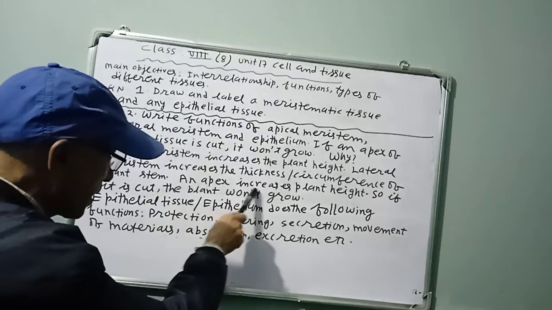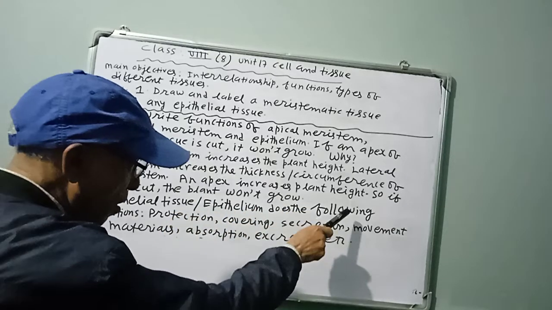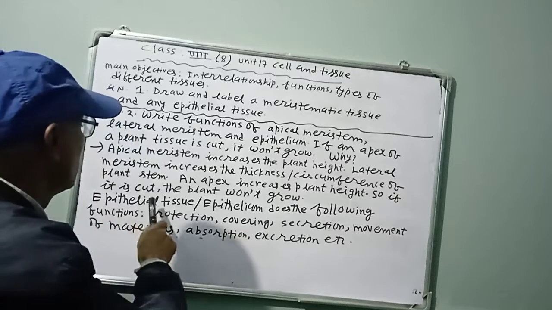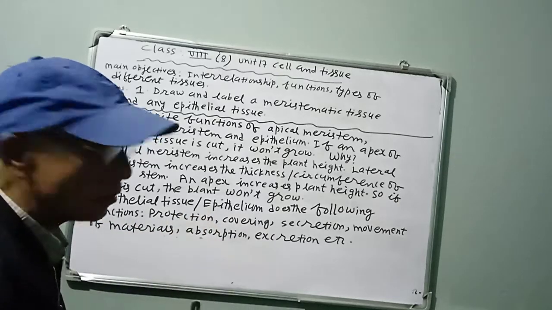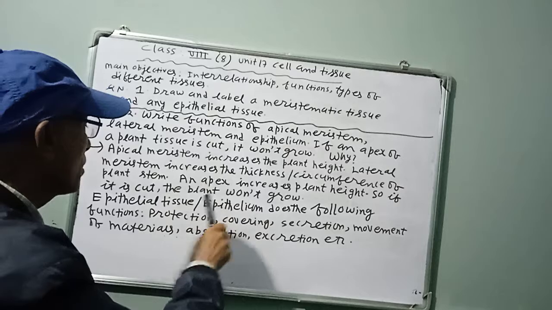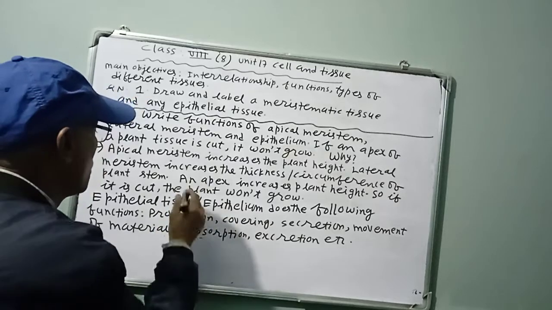If an apex is cut, it is responsible to increase the height. But if it is cut, the plant cannot grow.